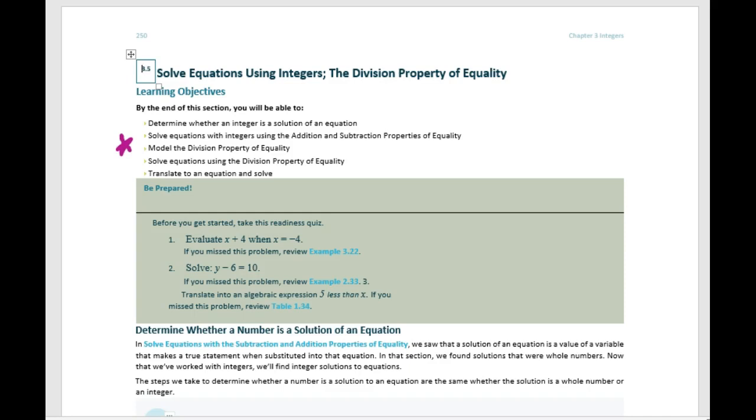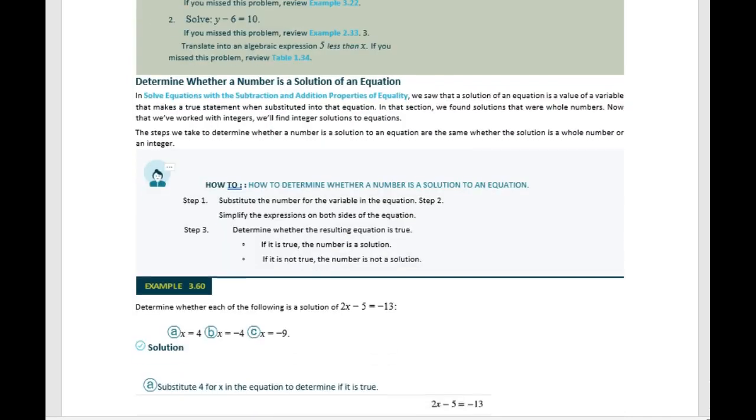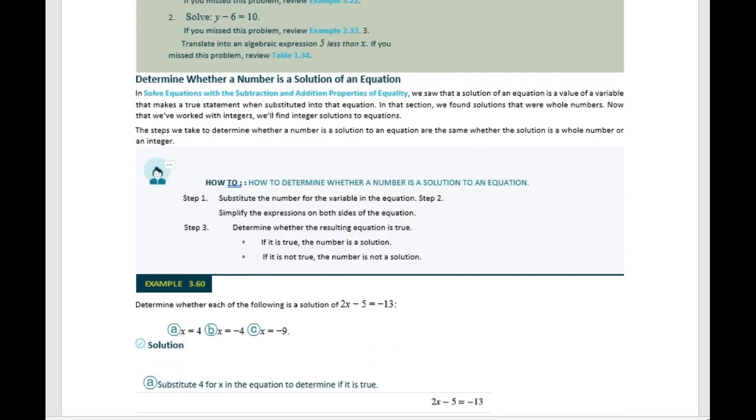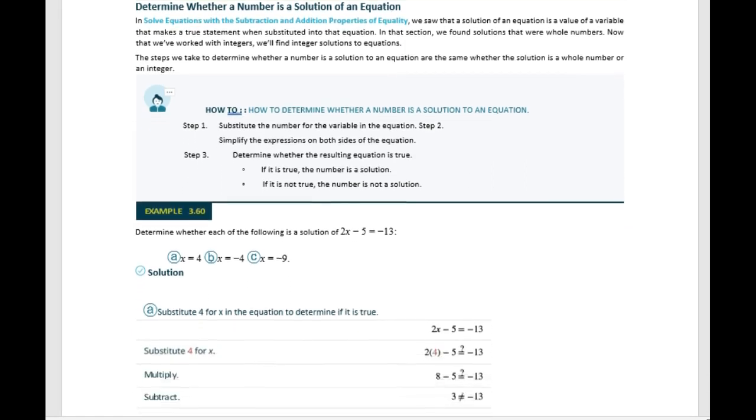So really the first thing we want to be doing here is figuring out if a number is a solution. To determine that, the first thing I do is substitute that number in. When I do substitution, make sure you always use parentheses. Then I can simplify and solve. So let's look at this example.